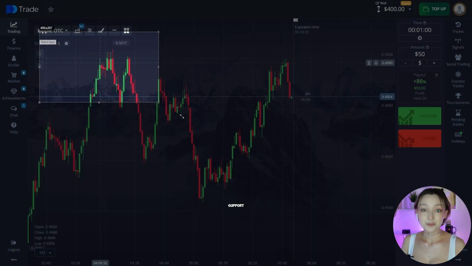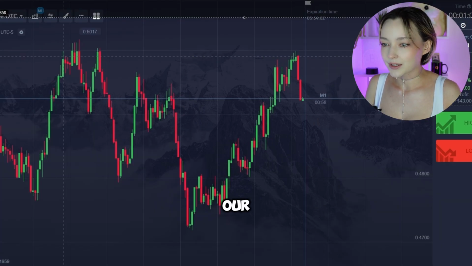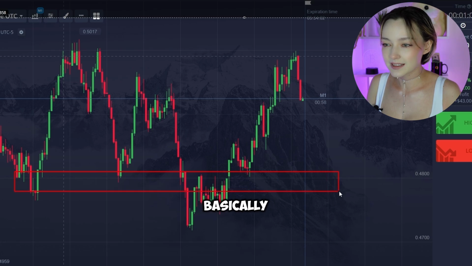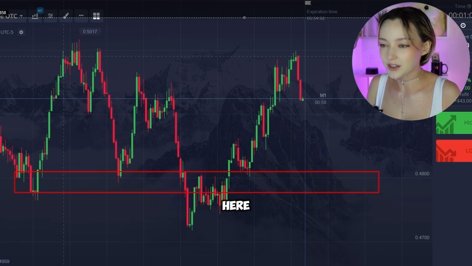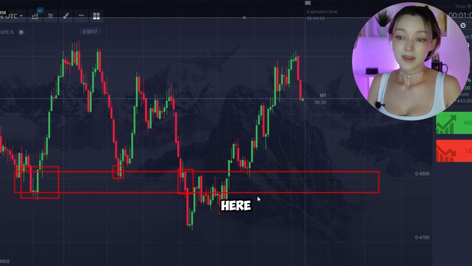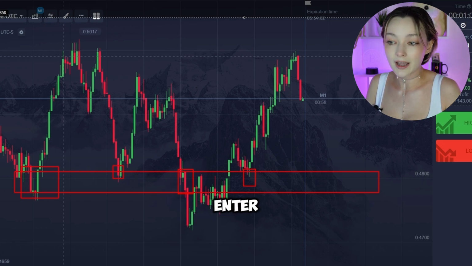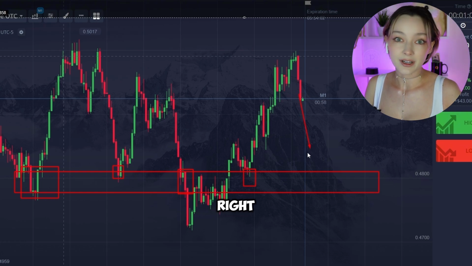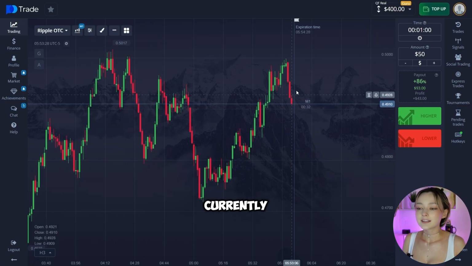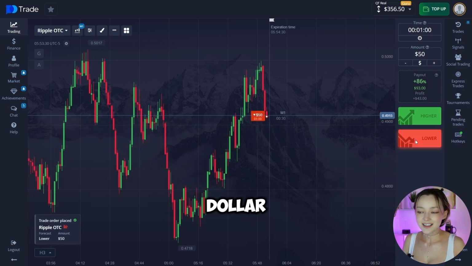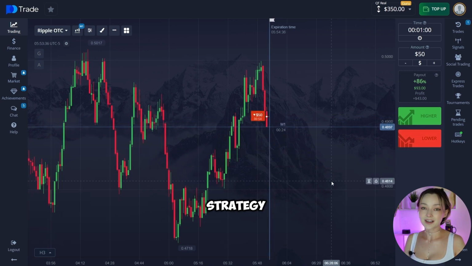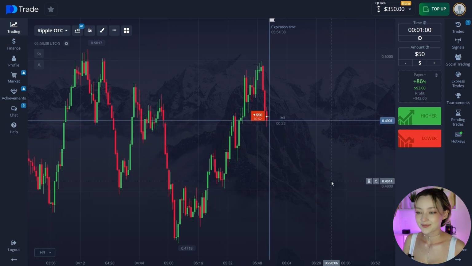Let's also draw the support level. That's our lower border. Basically, it was right here. Yep. Here, here, and here. Basically, considering all the factors, we can potentially enter downwards all the way until this level right here. We can see the line is currently going down. Let's make a $50 trade downwards using our strategy right away.